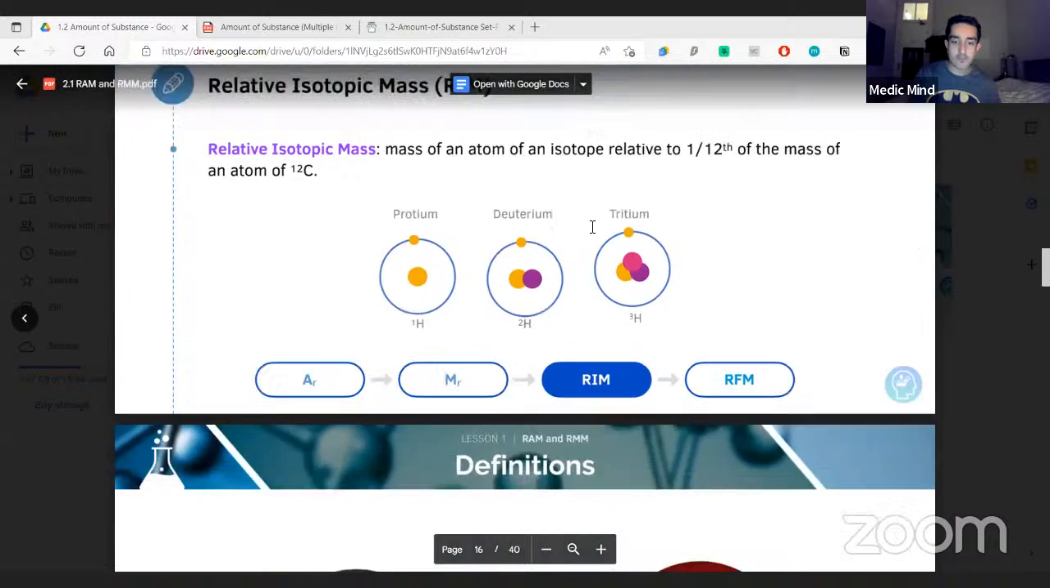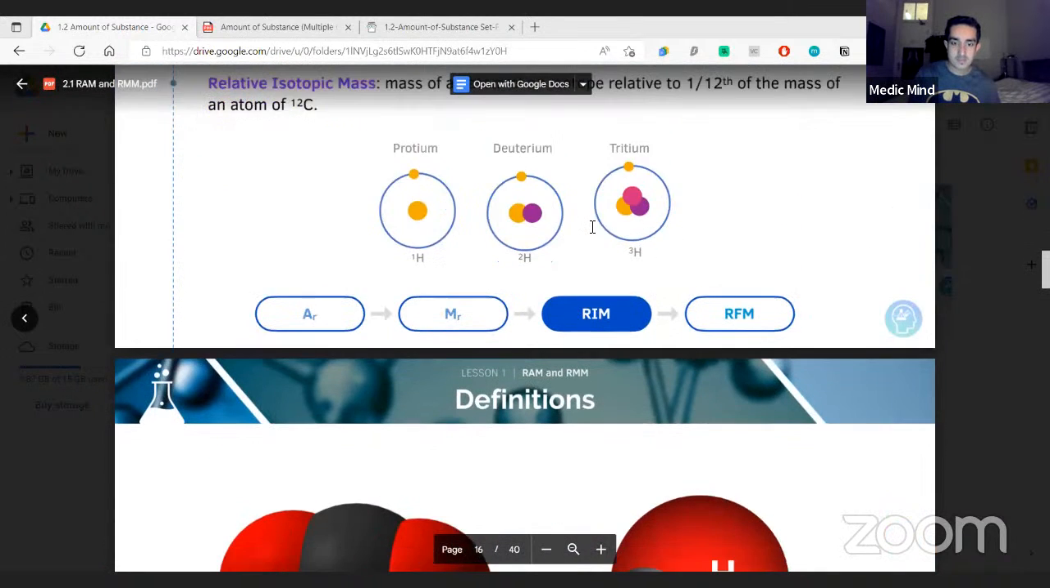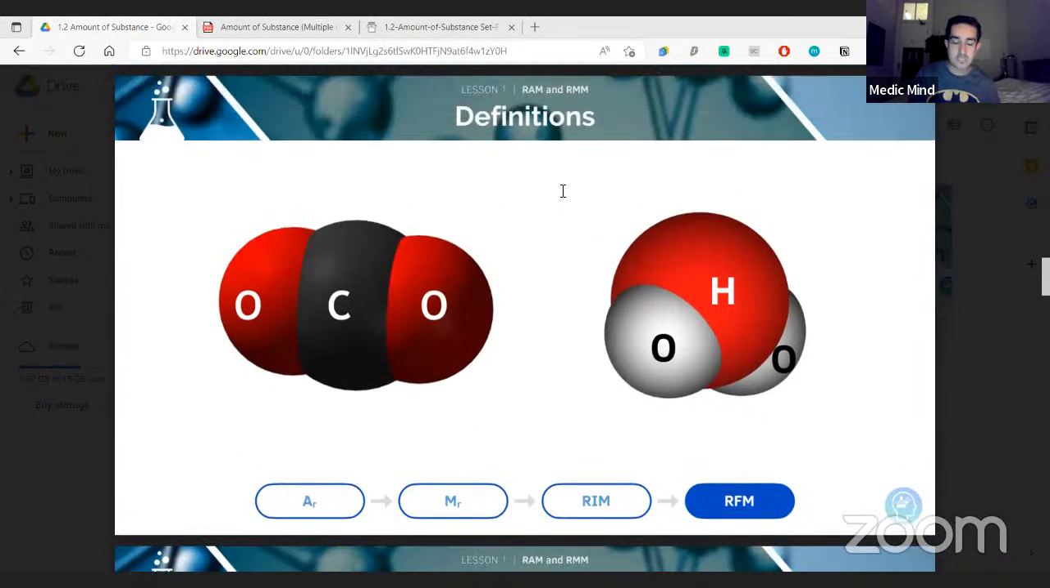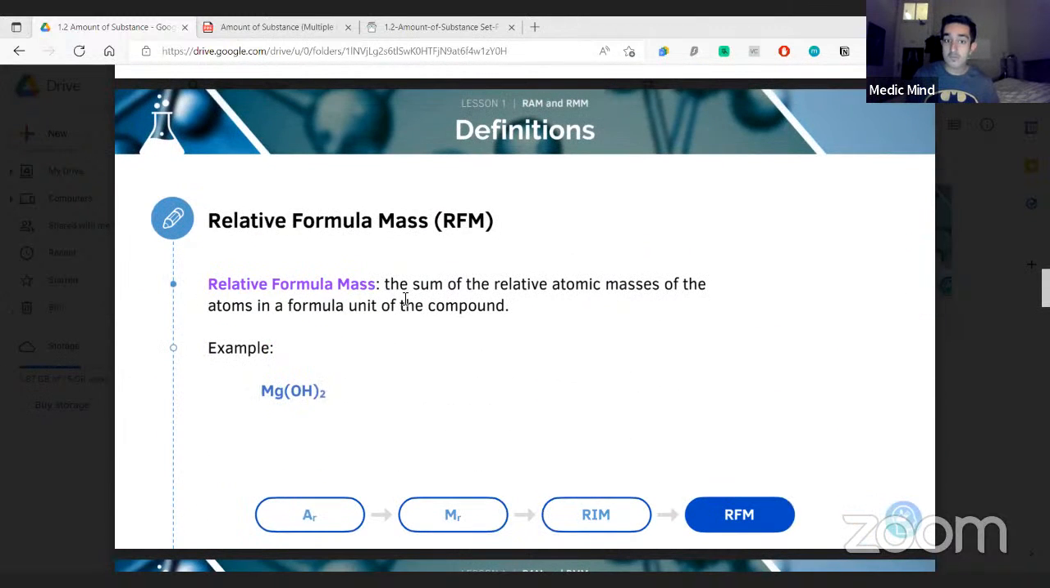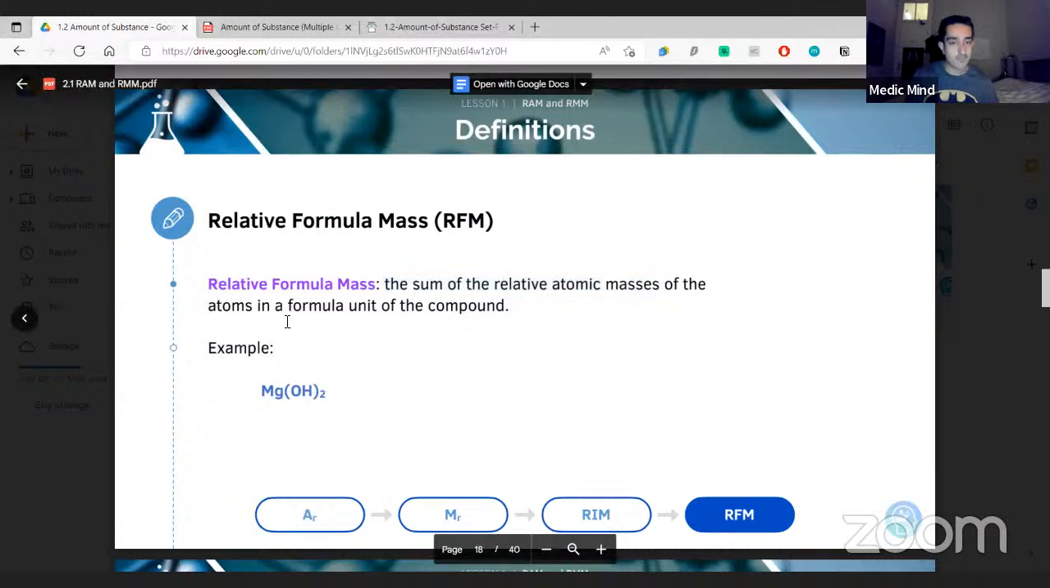Relative formula mass now is the last one. The relative formula mass, or RFM, is the sum of the relative atomic masses of atoms in a formula unit of a compound. So for example, if you have magnesium hydroxide, MgOH2, Mg has a relative atomic mass of 24.5.